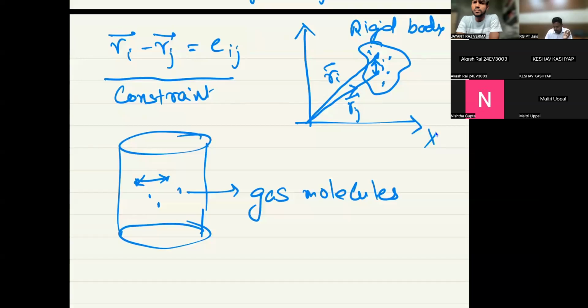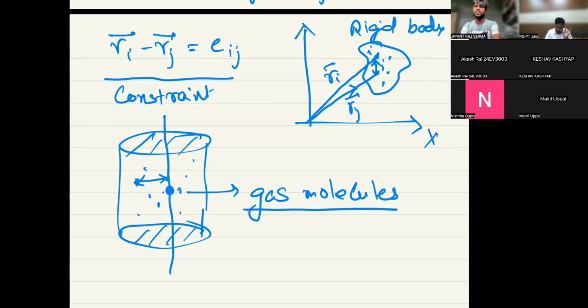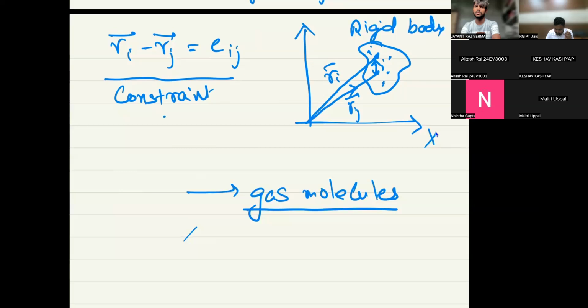But these gas molecules face another kind of constraint. Let's say this is a closed cylinder, and you are measuring the position of each gas molecule from the center. To simplify, let's say this is a sphere, and you have gas molecules inside this sphere.